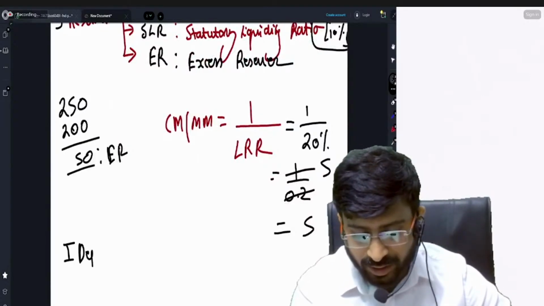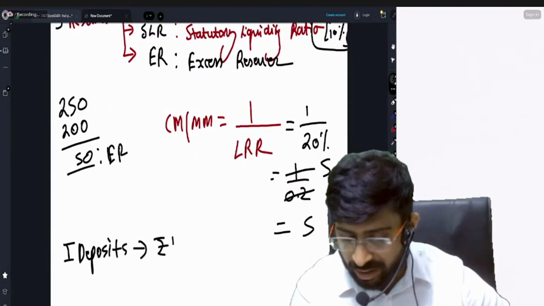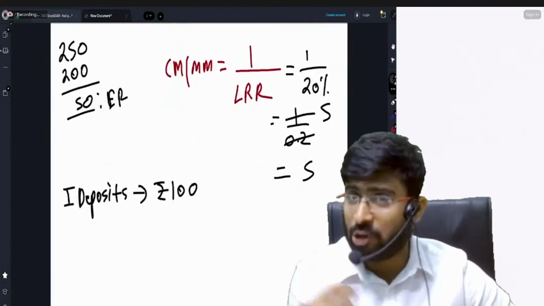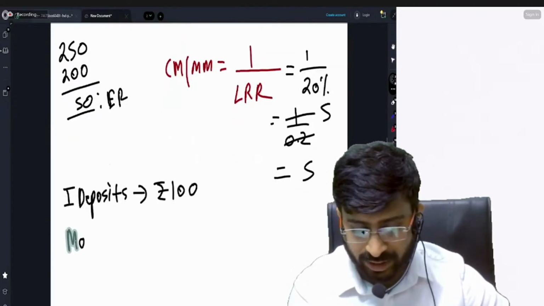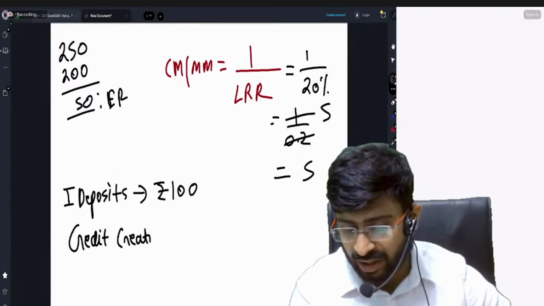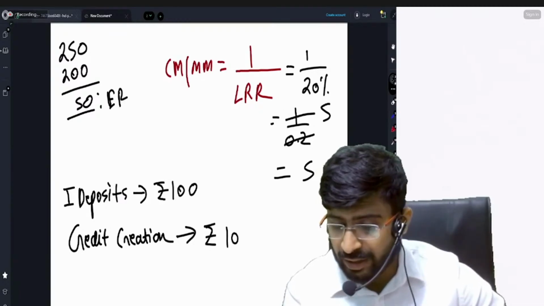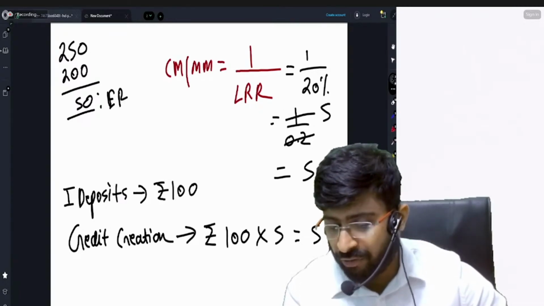It means initial deposits. If somebody deposits with a commercial bank rupees 100, then in the economy, the credit creation, that is the amount of loans, the amount of money that will be created will be 500 rupees.